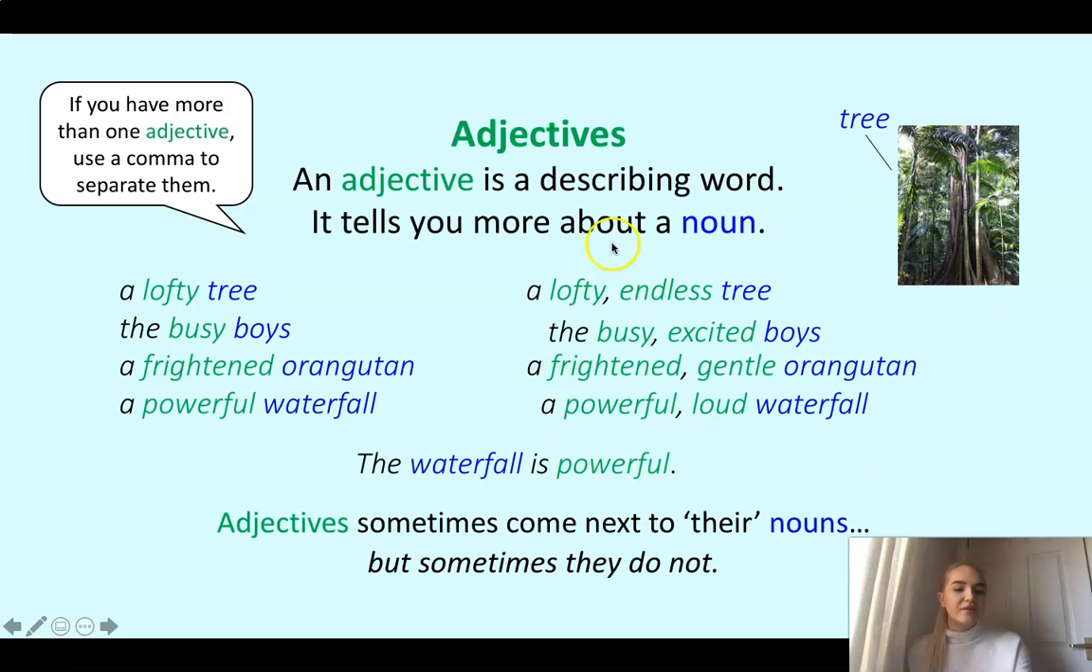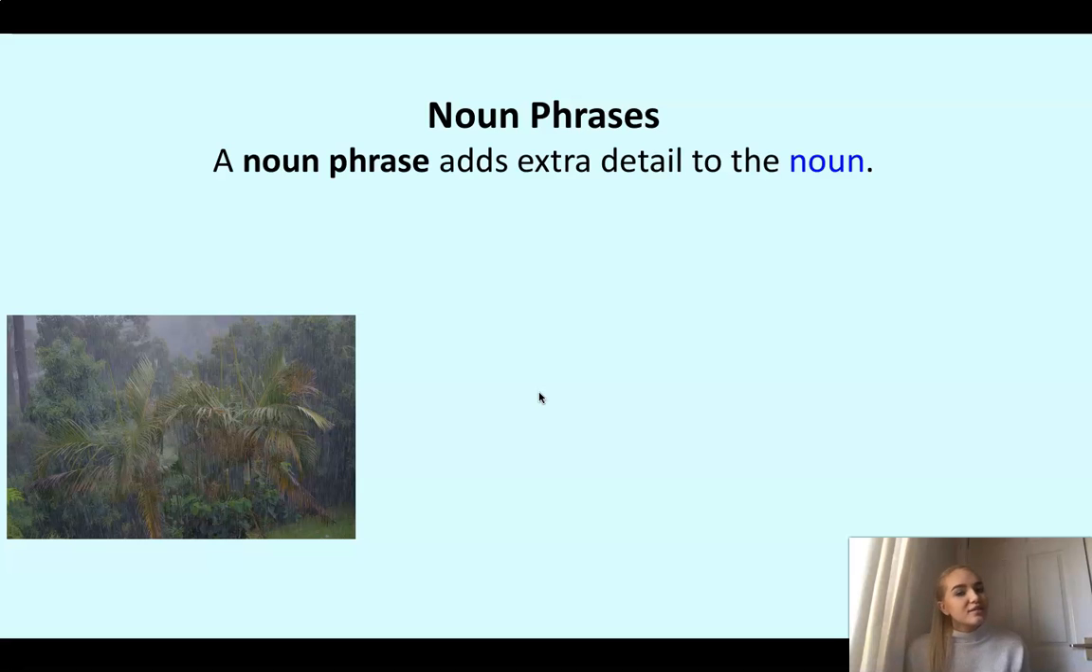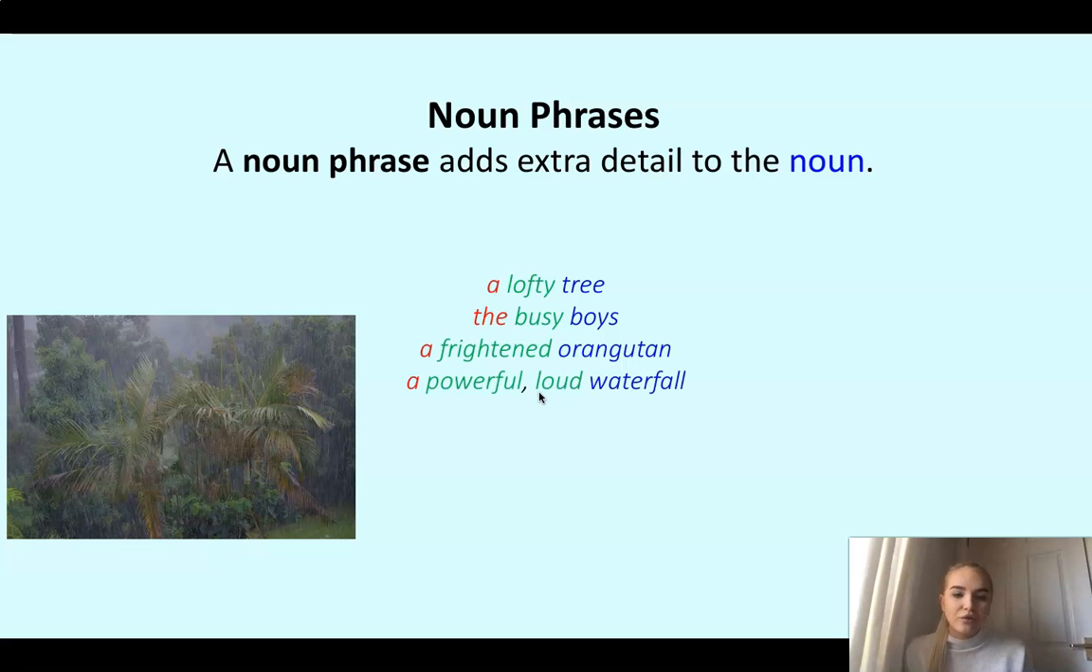What are these phrases examples of? That's right, they're examples of expanded noun phrases, which is what we are focusing on today. Now we looked at some noun phrases then when we had a lofty tree, because a noun phrase is where there's only one adjective, but an expanded noun phrase we know there are two adjectives, joined with what punctuation? A comma, good job. So a noun phrase we know adds extra detail to the noun. So we've got a lofty tree, the busy boys, a frightened orangutan, a powerful, loud waterfall. Now that's an expanded noun phrase.